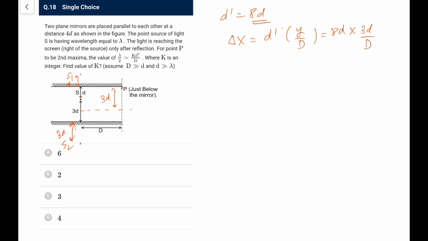Now because both are suffering collisions here, the path difference of that gets cancelled out, and that should be equal to 2 lambda for the second maxima. So what we have, 2 lambda is 24d square by d, so lambda by 2 becomes 6d square by d, so this k comes out to be 6. So this is how you will do this. So this is the question that you will do.